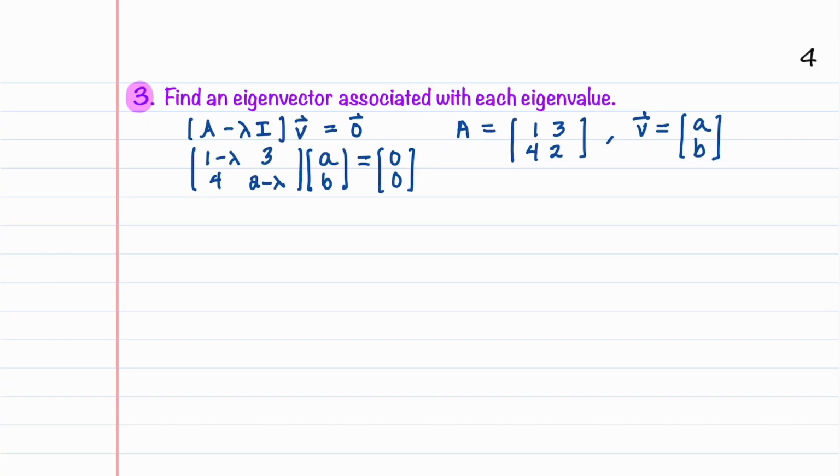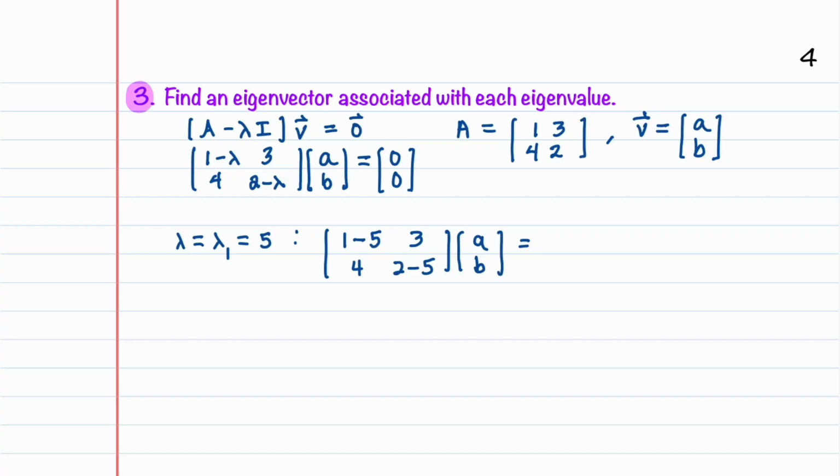Now we're going to find an eigenvector associated with each eigenvalue. Let's first let lambda be lambda 1, which is equal to 5. So this gives us 1 minus lambda, so this is 1 minus 5. We have 3, 4, 2 minus 5 times AB, and that's equal to 0, 0. This reduces to minus 4, 3, 4, minus 3 times AB, and that's equal to 0.